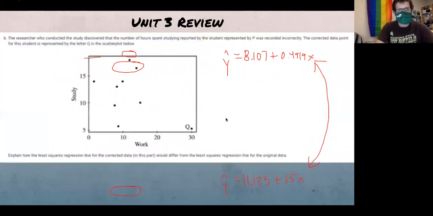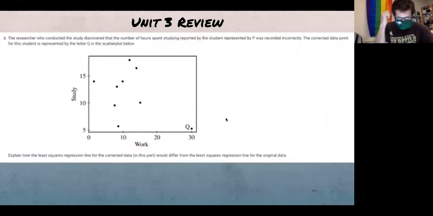Okay. So the next part says, now pretend that P was actually recorded incorrectly and it should have been shown at Q. Explain how the least squares regression line for the corrected data would differ from the least squares regression line in the original. So in the original, P was way up here, and that was an influential point. Notice the X difference for P and for Q.